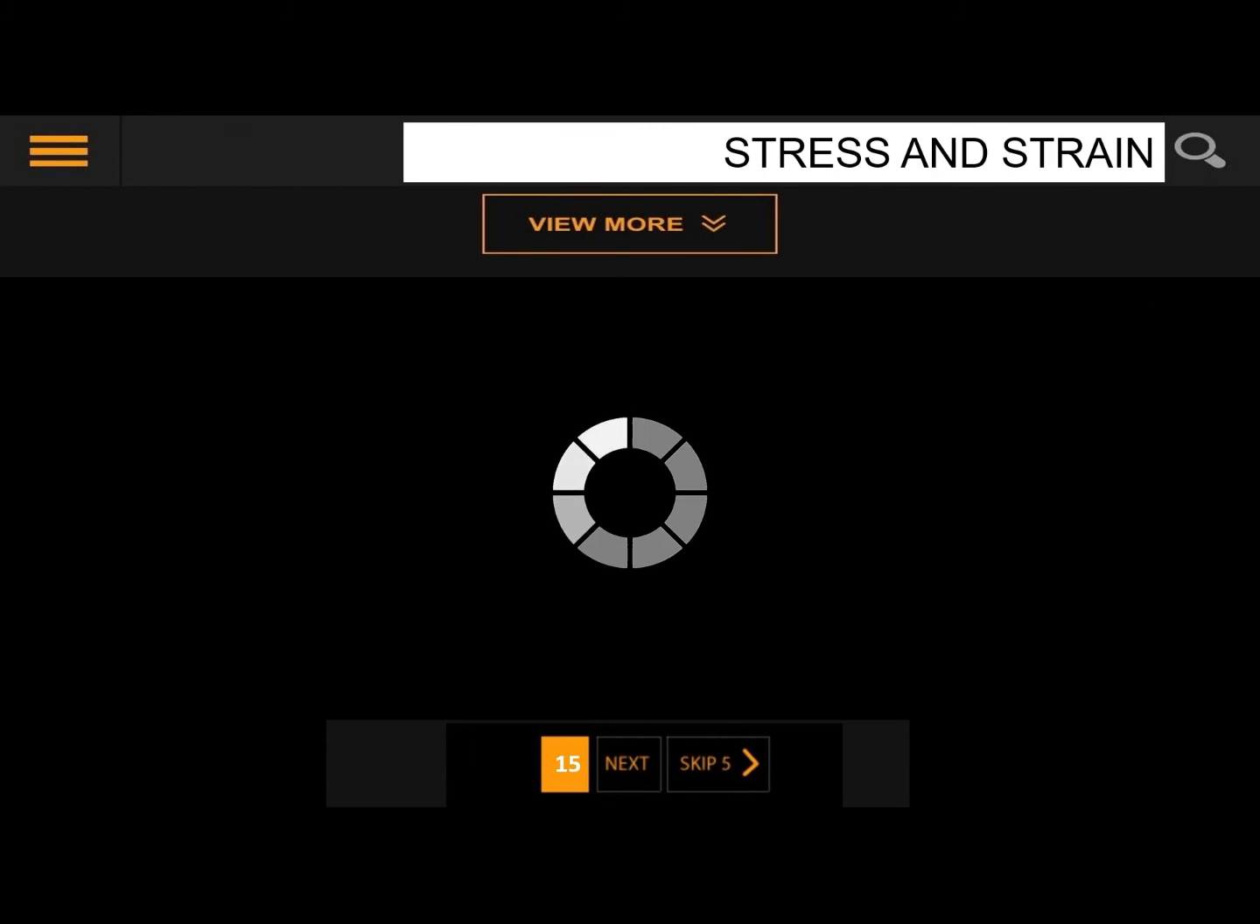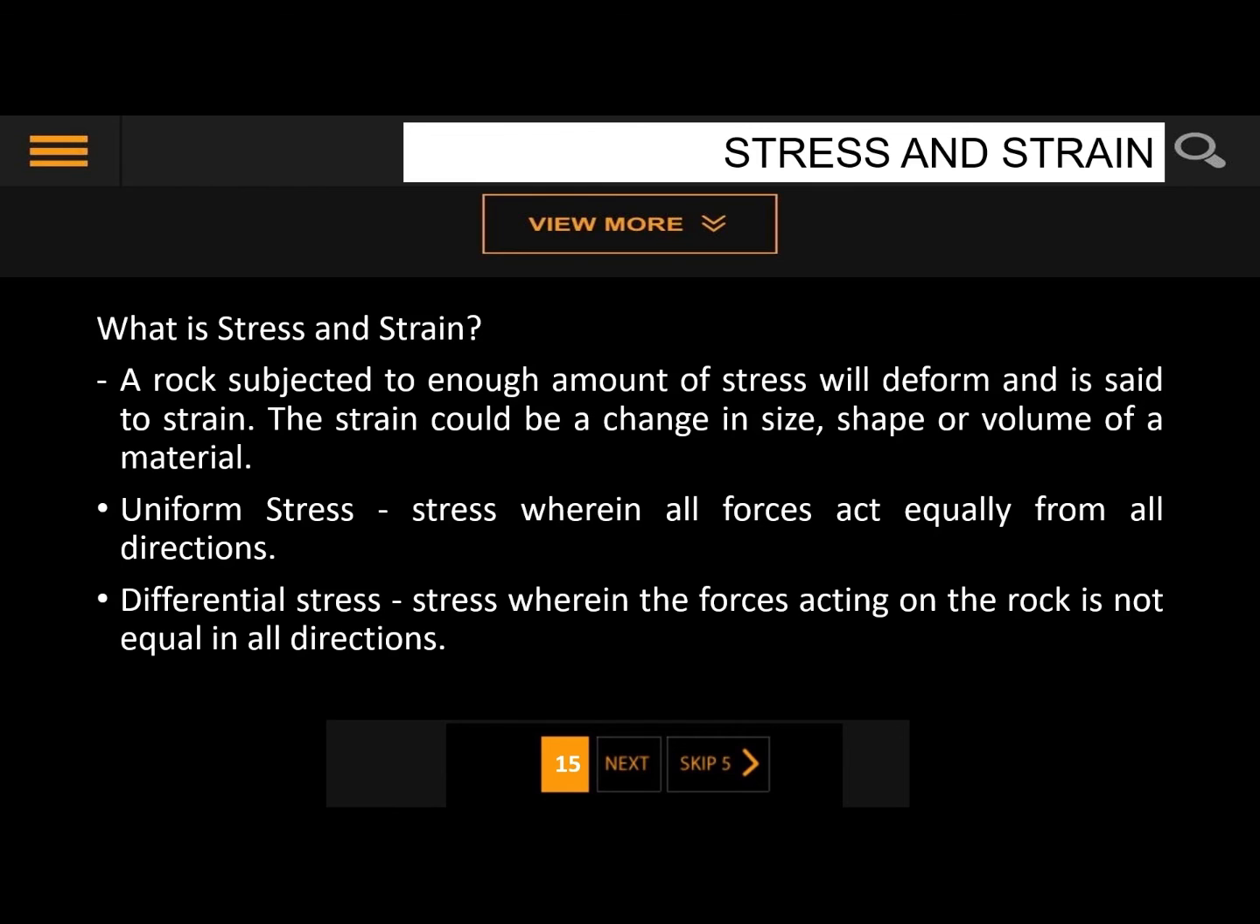What is stress and strain? A rock subjected to enough amount of stress will deform and is said to strain. The strain could be a change in size, shape, or volume of a material. Stress is similar to pressure. It is similar to the amount of force that is exerted on a body. Strain is the deformation caused by stress. So in other words, strain occurs when there is a certain amount of stress involved, but strain does not have to happen even when stress is involved.